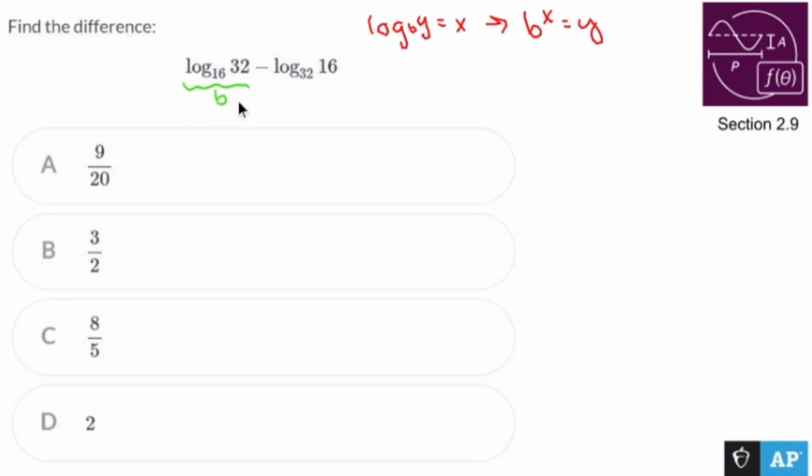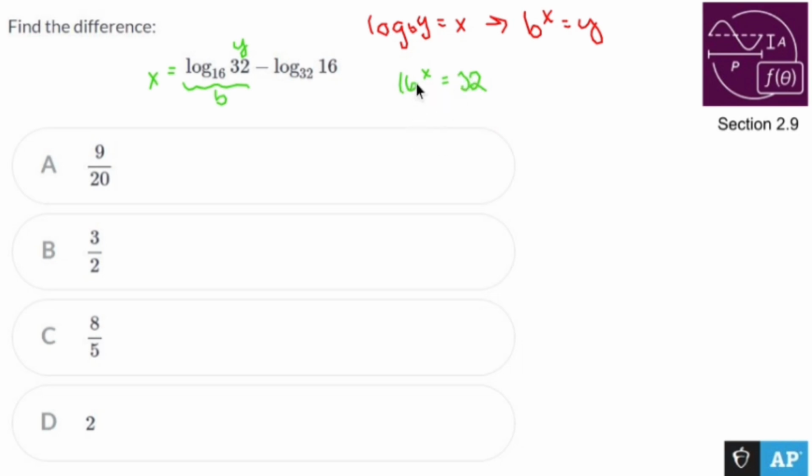16 would be my base. 32 would be my y. So I'm going to make sure that I have just some random x that it equals. So x equals that part. So I can now write this out as 16 to the x equals 32. Well, I don't know 16 to the what power equals 32, because it's not 16 to the first, it's not 16 squared.